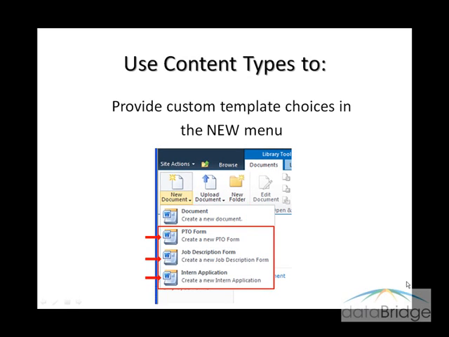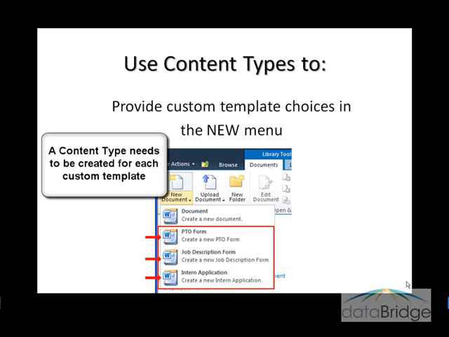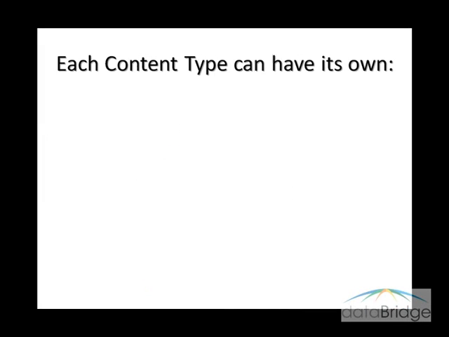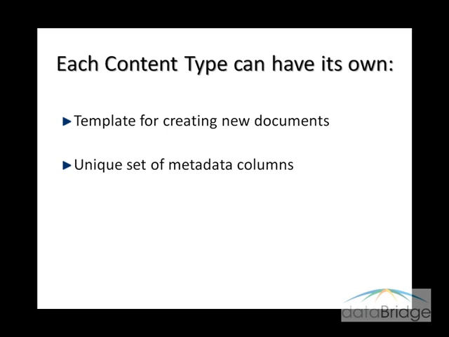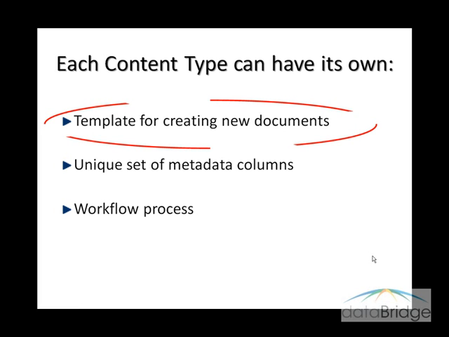This is what the New Document menu looks like after 3 content types have been added to the same document library. There are now 3 custom templates to choose from for creating a new document. To accomplish this, a content type needs to be created for each custom template. For each content type, you can identify a document template for creating new documents, a unique set of metadata columns, and a workflow process.